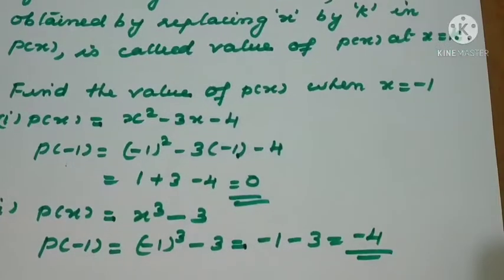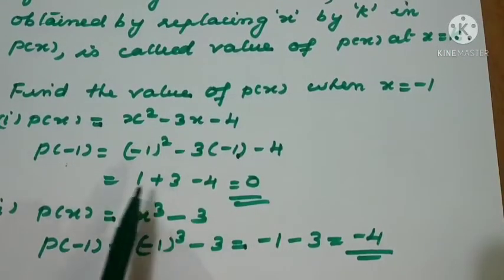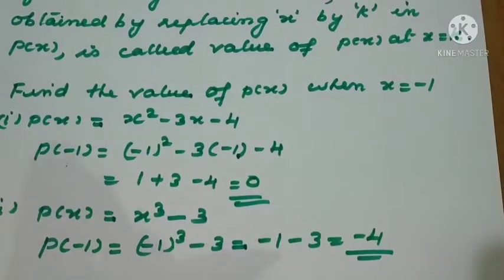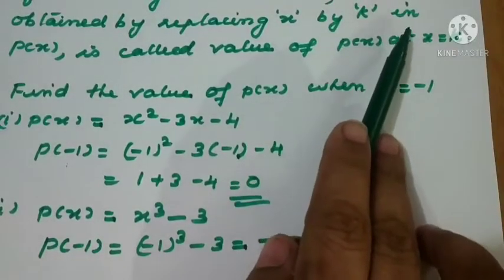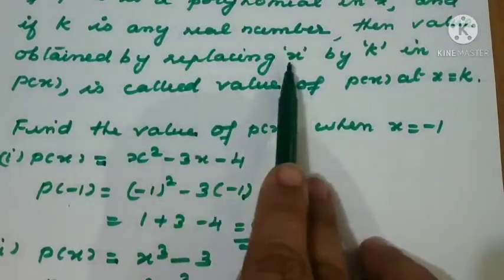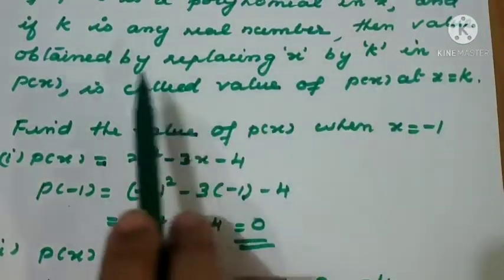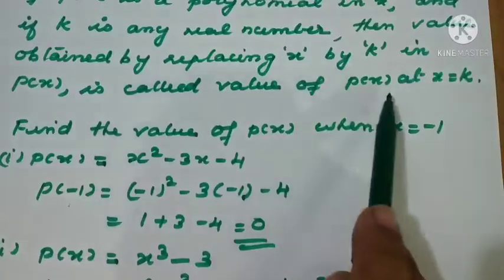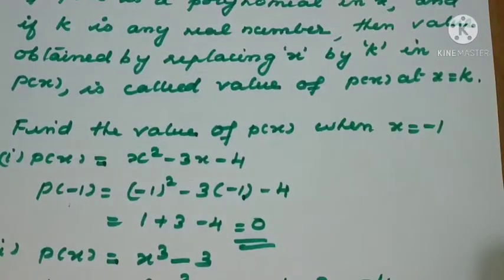So we got two different values for different polynomials at x = -1 only. So what we have done is replacing x by k. k can take any value, then this is called the value of p(x) at x = k only.